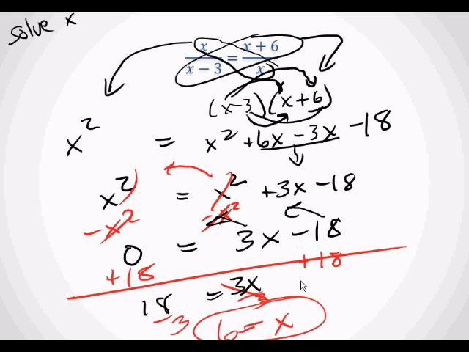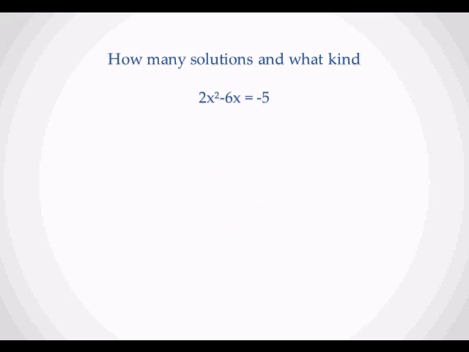Then I'm just going to get rid of the 3. It's multiplying by the x. So I divide by the 3. And I get x equals 18 divided by 3 is 6. Okay. Alrighty.